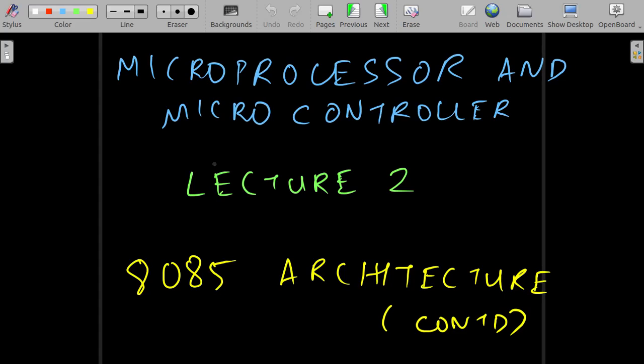Hello, welcome to the second lecture on microprocessor and microcontroller. In the last lecture, we just saw a brief outline regarding what an 8085 processor is, and we went through each of the components of the internal architecture or internal blocks one by one. Now, in this lecture, let's put everything together and have a complete picture regarding that.